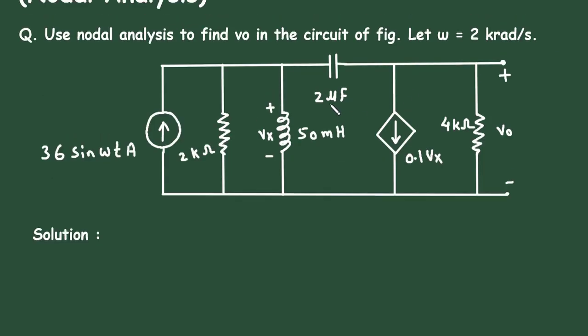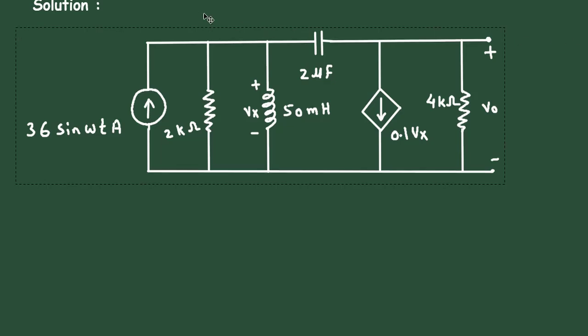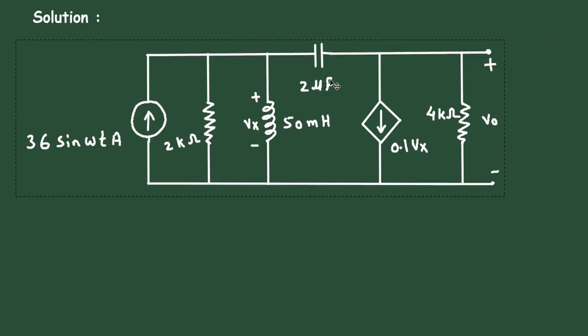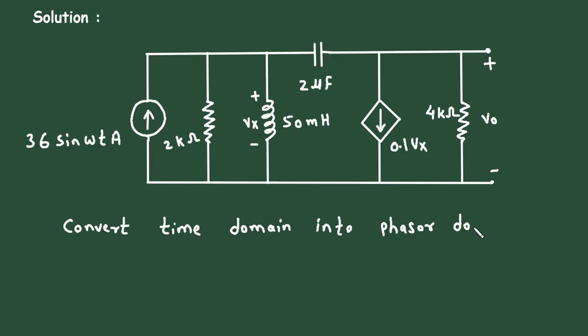Solution: first of all, we will take this circuit. Now as we can see, this circuit is currently given in time domain format. So we will convert this into its equivalent phasor domain or frequency domain format. Convert time domain into phasor domain.